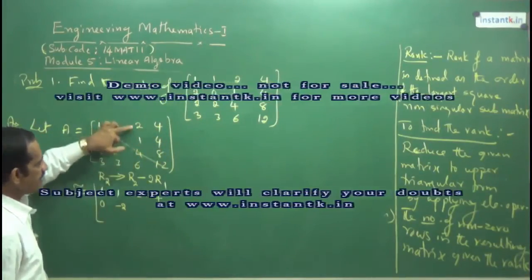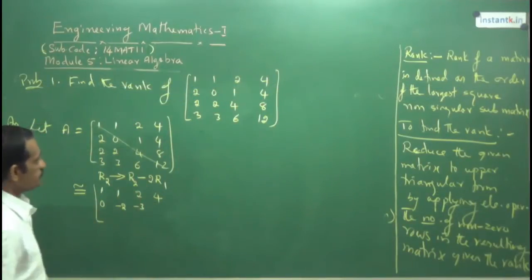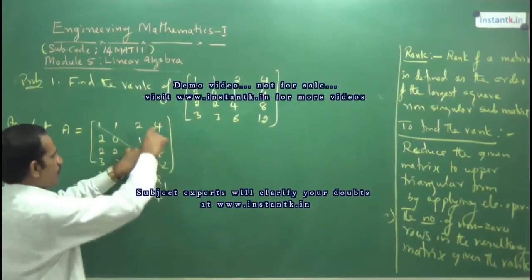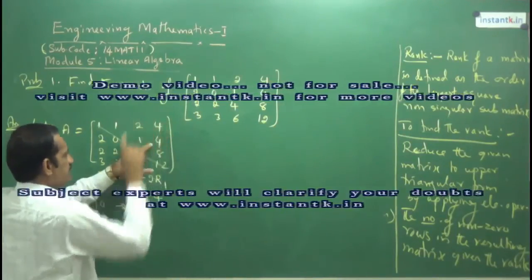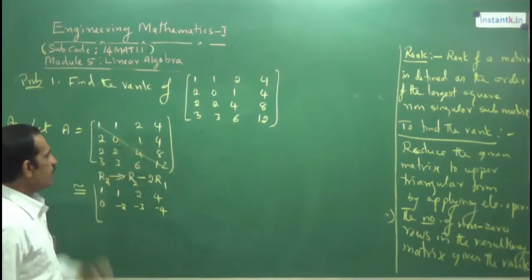So 1 minus 2 into 2, 4. 1 minus 4 means minus 3 we get. Next 4 minus, it is multiplied by 2. 4 minus 4 into 2 means 4 minus 8. 4 minus 8 means minus 4. That is the second row element.